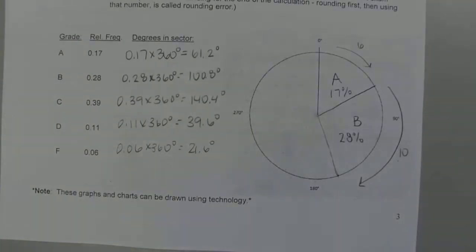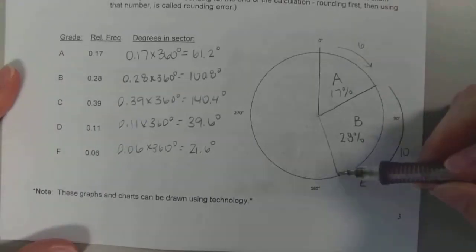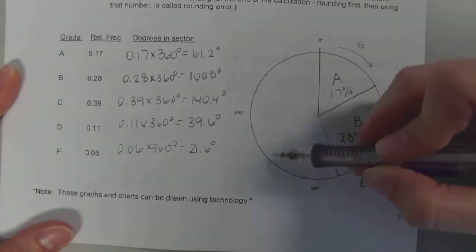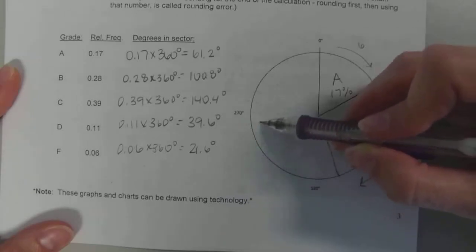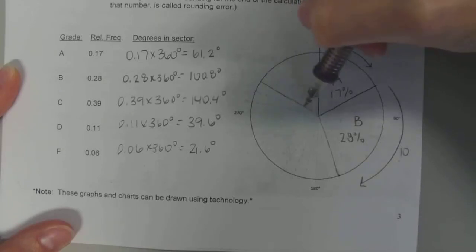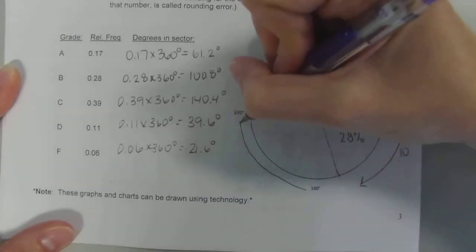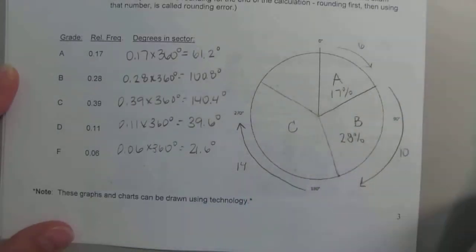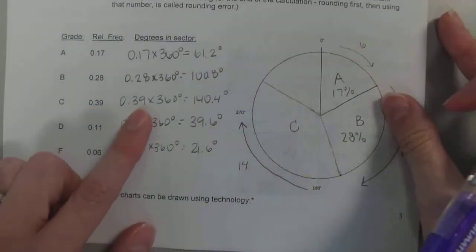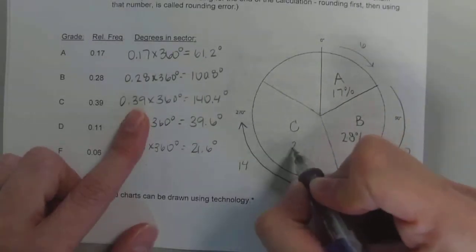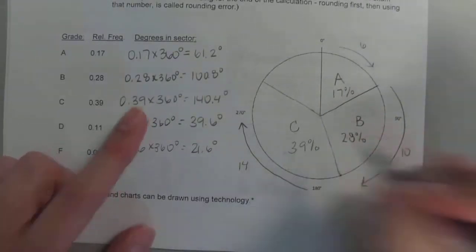And then that just continues, right? 140 degrees is 14 sectors of 10 degrees. So I'm going to count 14 off of here. 1, 2, 3, 4, 5, 6, 7, 8, 9, 10, 11, 12, 13, 14. So I went 14. And that represents my C's. And that makes sense, guys. That was more than a third, and notice that's more than a third of our graph.